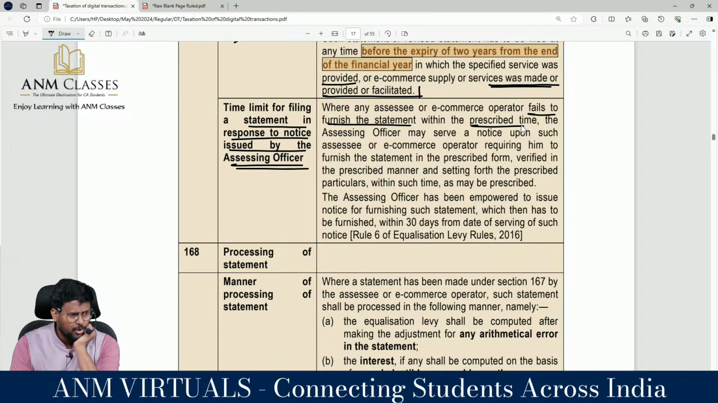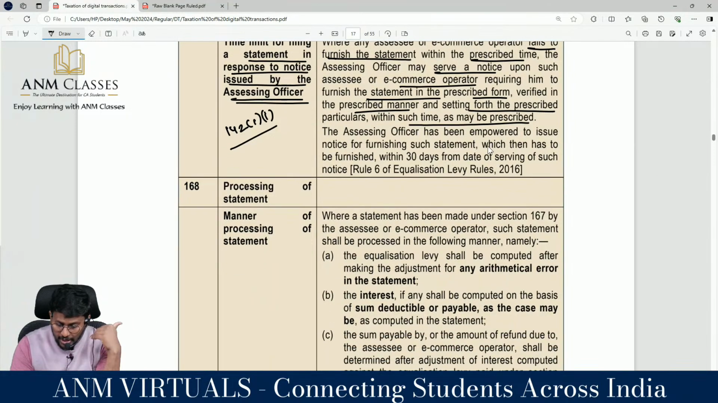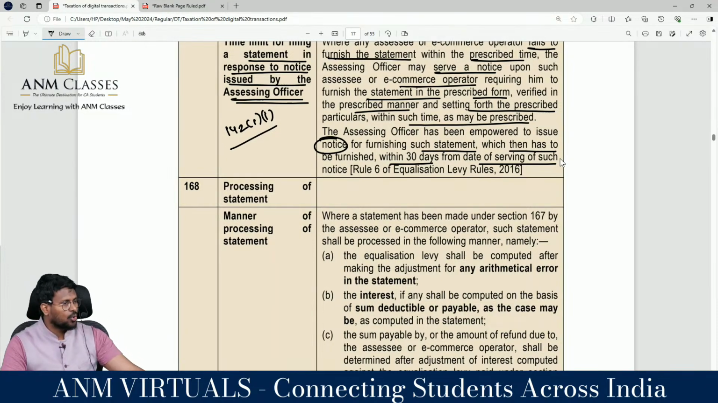If you do not file a return, you get a notice under 142 subsection 1 clause 1. In the same way, the AO may serve a notice upon such assessee or e-commerce operator requiring him to furnish a statement in the form verified in the prescribed manner and setting forth the particulars within such time as may be specified. The AO has been empowered to issue notice for furnishing such statement, which then has to be furnished within 30 days from the date of service of the notice.